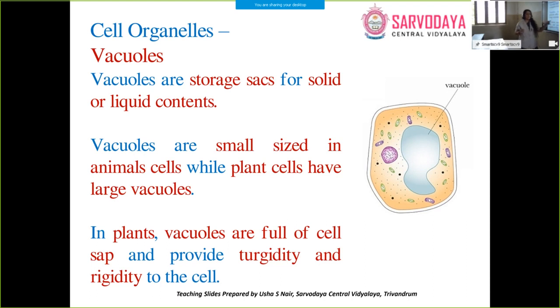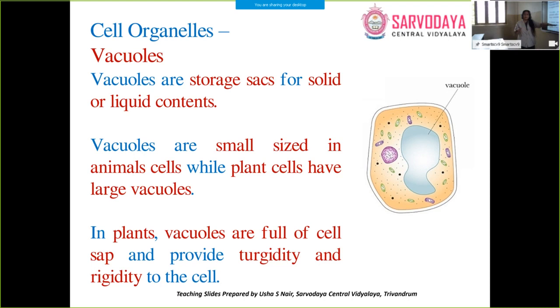Now, in plants, vacuoles are full of cell sap, a fluid, and provide rigidity and turgidity to the cell. We have learned that the cell wall is the protective layer for the plant cell. In case the plant cell absorbs water through osmosis, what happens? It will swell and might burst. But the cell wall protects the plant cell from bursting. That is the portion they are trying to stress, that it provides turgidity and rigidity to the cell.